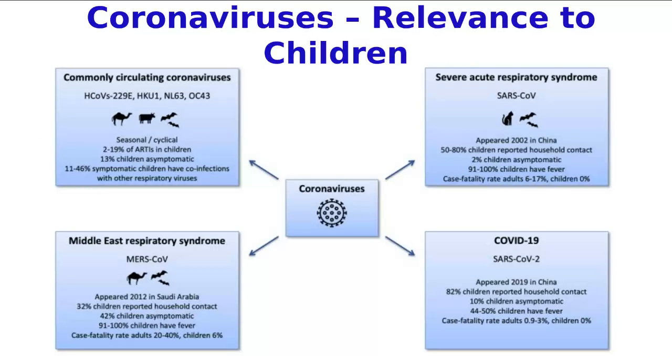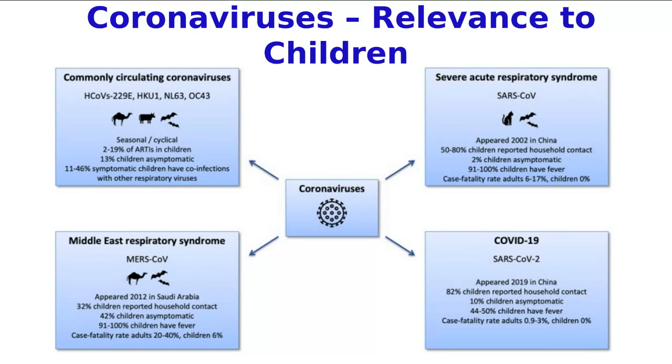Now, what is the role of coronaviruses and their relevance to children? By now, you would have heard that there are about 7 different kinds of coronaviruses, and the first 4 tend to be seasonal, as shown here, and they will give up to 19% of acute respiratory illnesses in children, and 13% of these children tend to be asymptomatic.